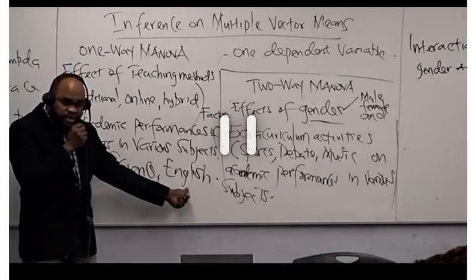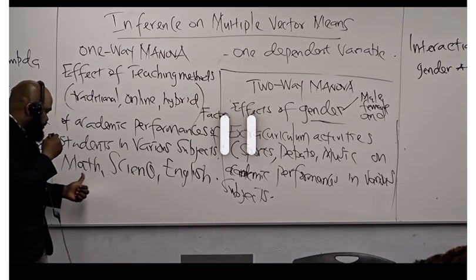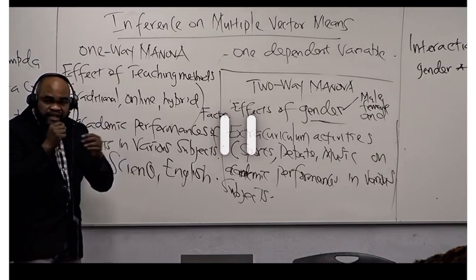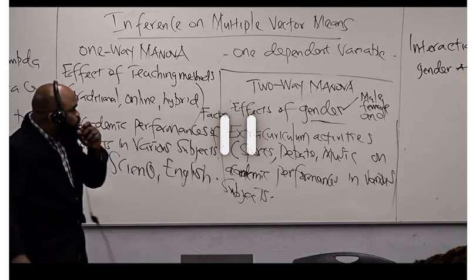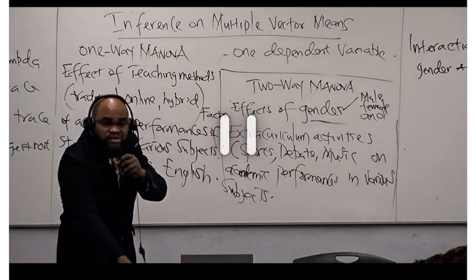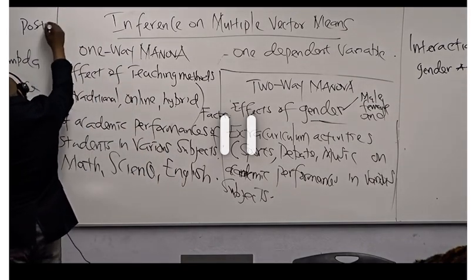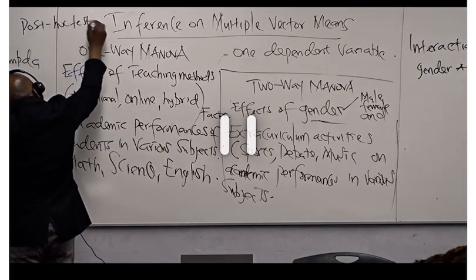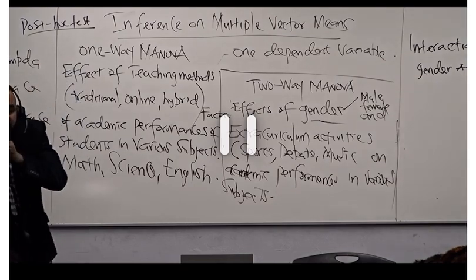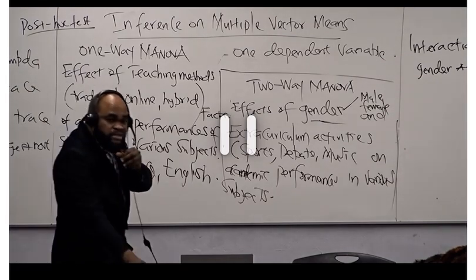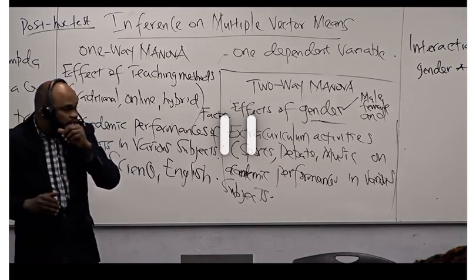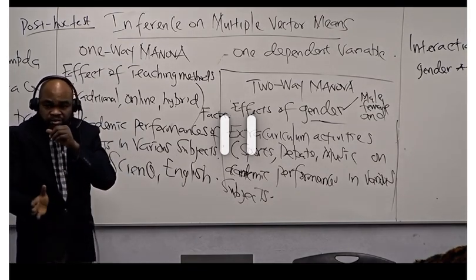This may not be significant. If any of that is significant, then step 3 is to conduct what I call a post hoc test, that we call a multiple comparison test. The multiple comparison test is just to figure out where the difference lies in the groups.